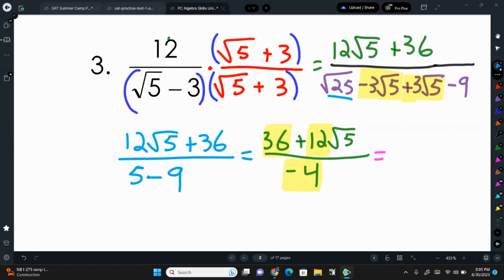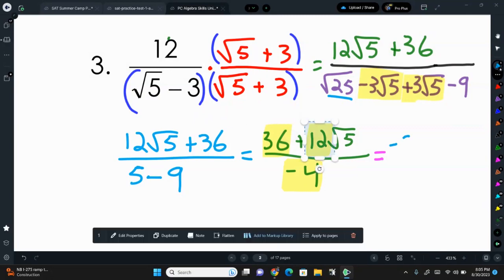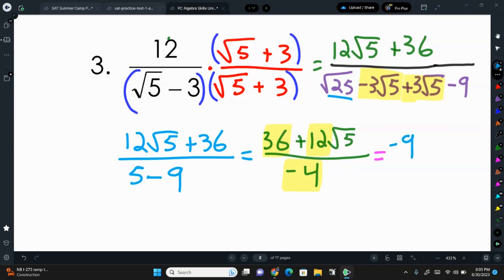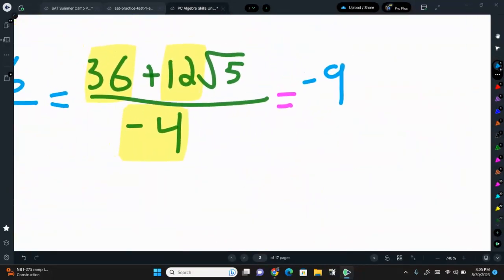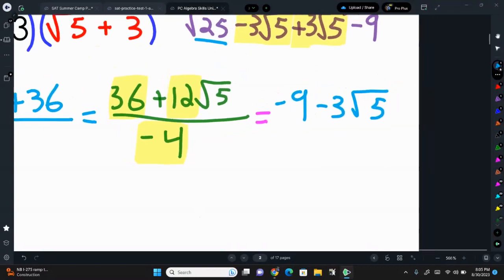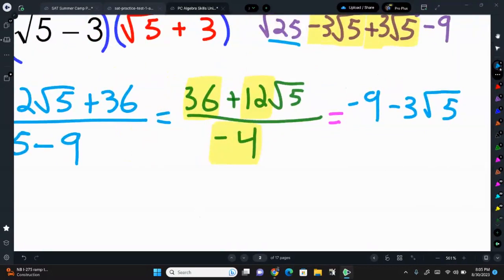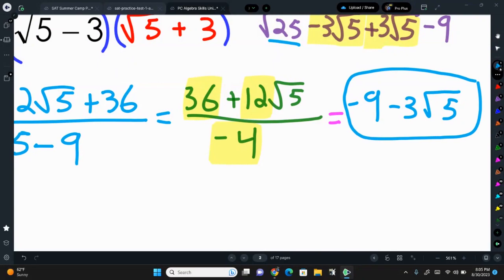36 divided by negative 4 is negative 9. And then 12 divided by negative 4 is negative 3. And the square root of 5 stays just like that. We're not dividing that by negative 4 as well. So then this would be your final answer.